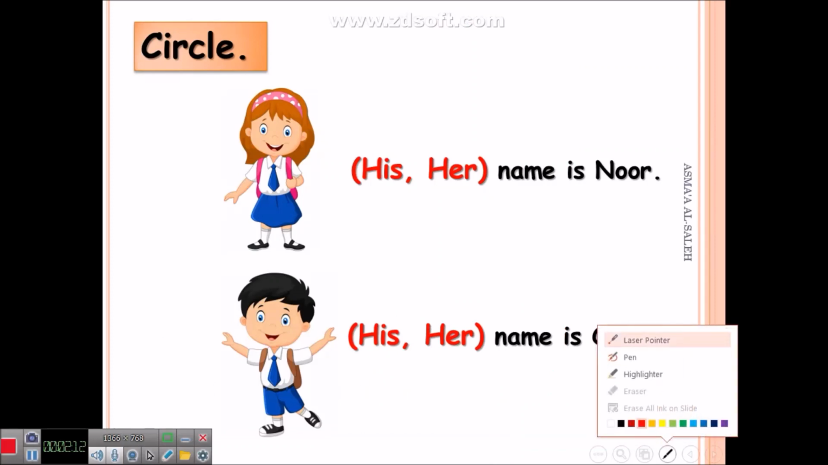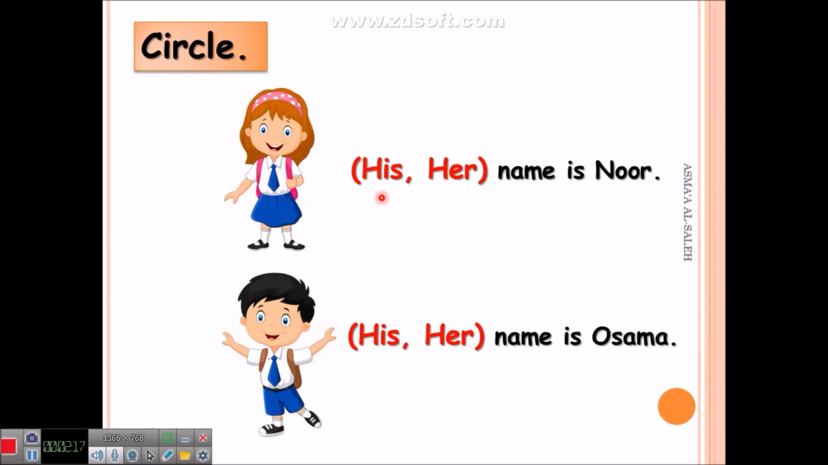Circle. Girl. His or her name is Noor? Her name is Noor. Boy. His or her name is Osama? His name is Osama because he's a boy. His name is Osama.